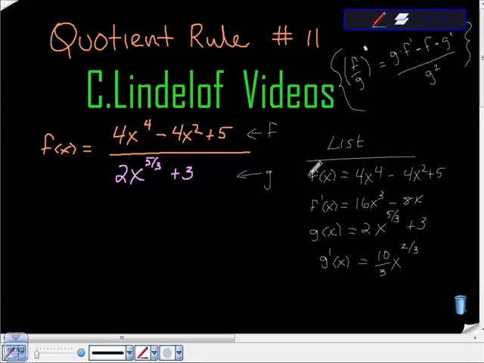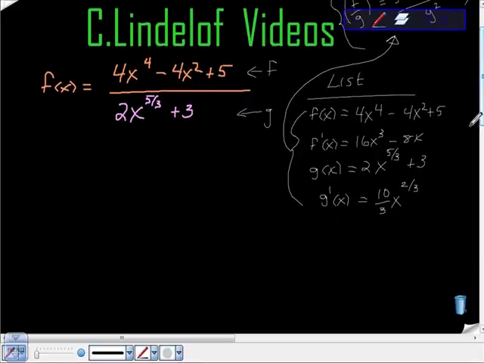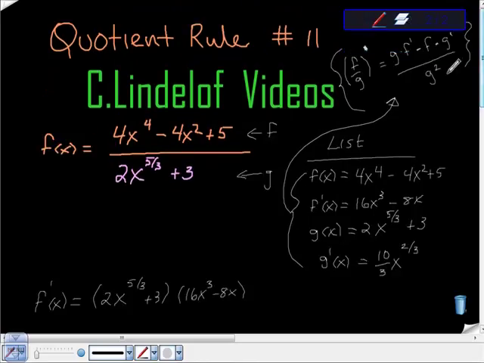All right, so here I've gathered up all my pieces. I'm going to use these pieces to complete that formula. So with that in mind, I'm just going to start filling stuff in. So I'm going to have f prime at x, the derivative of that whole function at the top, is equal to the first is the bottom function, right? So it's 2x to the 5/3 power plus 3 times the derivative of the top function, which happens to be 16x cubed minus 8x, right? Again, I'm just following this formula, and the formula here says that I'm going to subtract now.